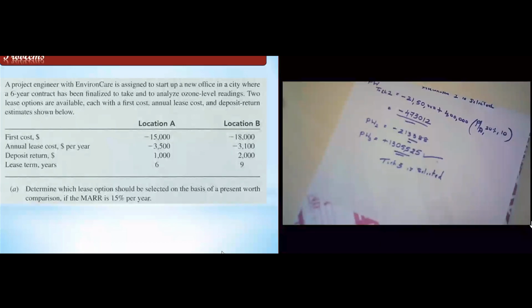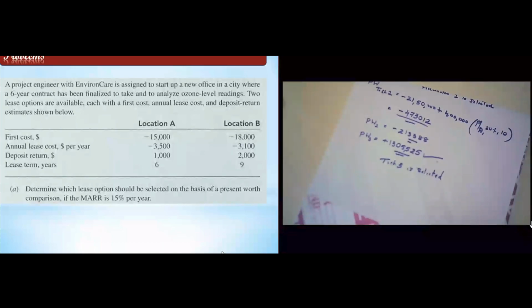That is why we will be following two different approaches for making it equal. When the service lives are unequal, either you can use the first approach, which is called the least common multiple approach, that is nothing but the LCM approach, or you can go with the study period approach, where you will be comparing to one time frame.